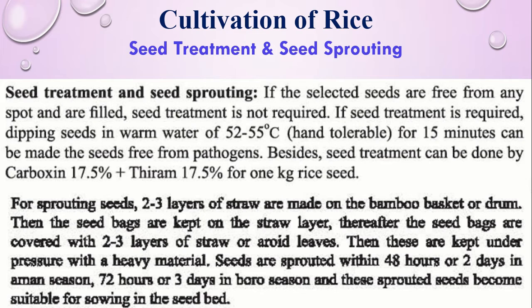Seeds sprout within 48 hours or 2 days in Amun season, and in Boro season 3 days or 72 hours. So before sowing the seed, we have to sprout the seed, otherwise it will take a long time for the seed to germinate. This is very, very important for your CQ.